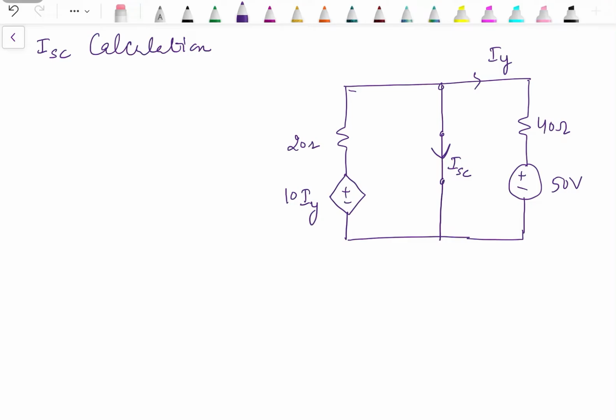Nodal analysis is not applicable over here since we don't have any resistance in between these two. There is no potential difference, so we can't calculate the current like that. By using the nodal analysis, we need to apply mesh analysis. Let's say the current in this mesh is IX and this one is IY.